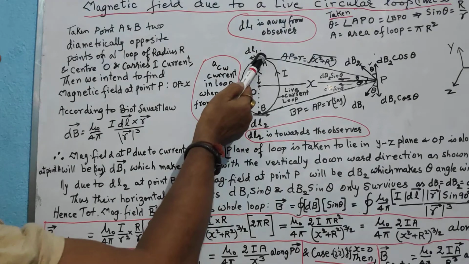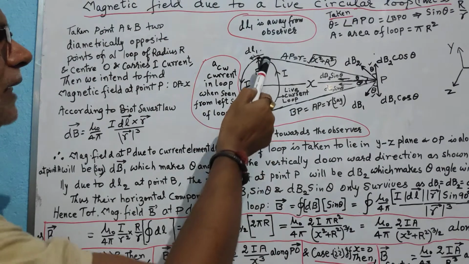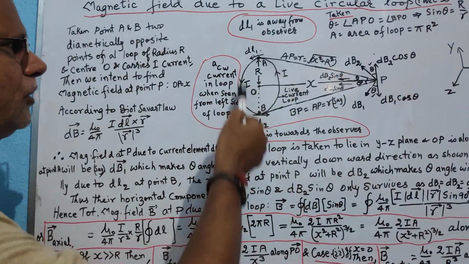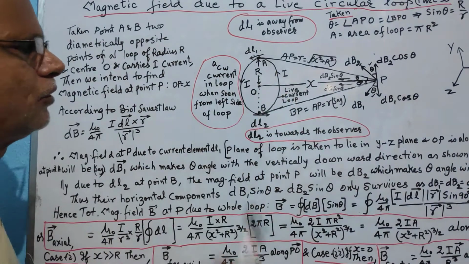Now when you add up all the current elements of this loop, the sum should be equal to the circumference of the loop.